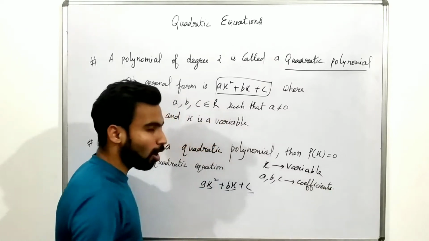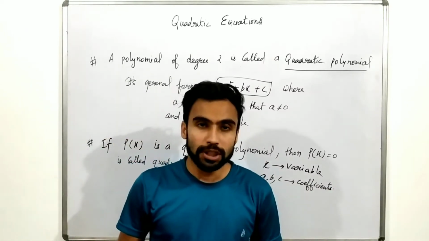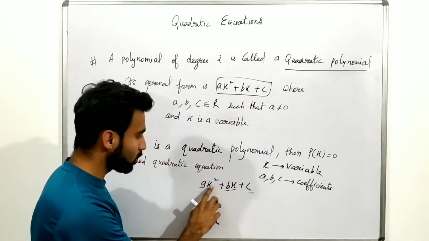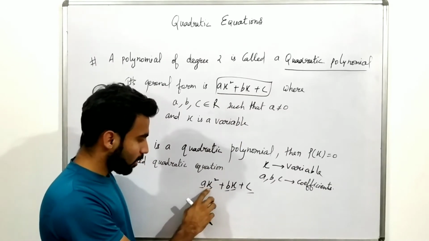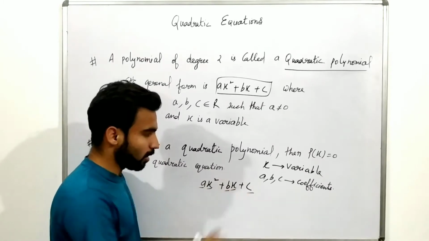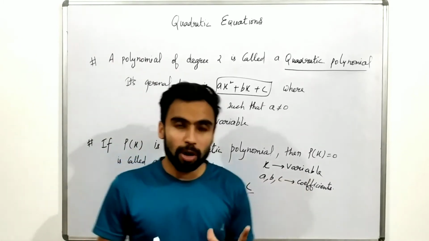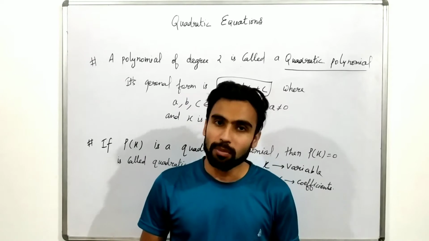Actually a polynomial is a mixture of coefficients and variables. Here you can see there is only one variable, that is x, and the coefficients in this equation are a, b and c. I have written it down here. So a polynomial is a mixture of coefficients and variables.